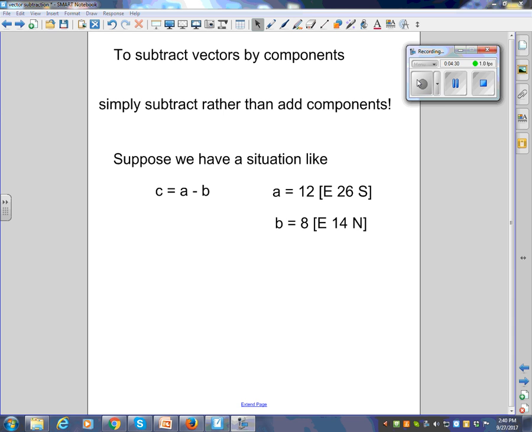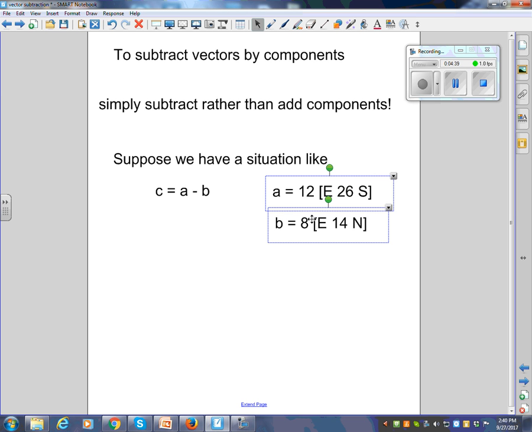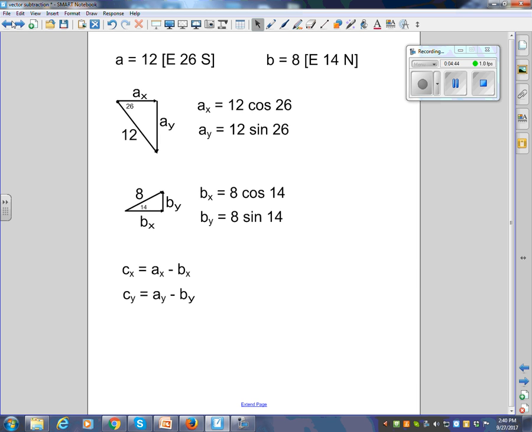Okay, so let's review from yesterday. What are the steps to do vector subtraction? I'm just going to cut these two and put them on the next page so I have lots of room to work with. Oh, I don't have to. They're right there. Yay for me, I'm so smart.